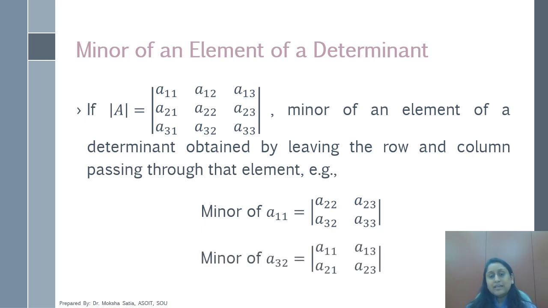For example, I can also find the minor of A32. Element A32 is an element of row 3 and column 2. So for the minor of this element A32, I need to eliminate row 3 and column 2, and the resultant matrix will be of order 2, which will be A11, A13, A21 and A23.